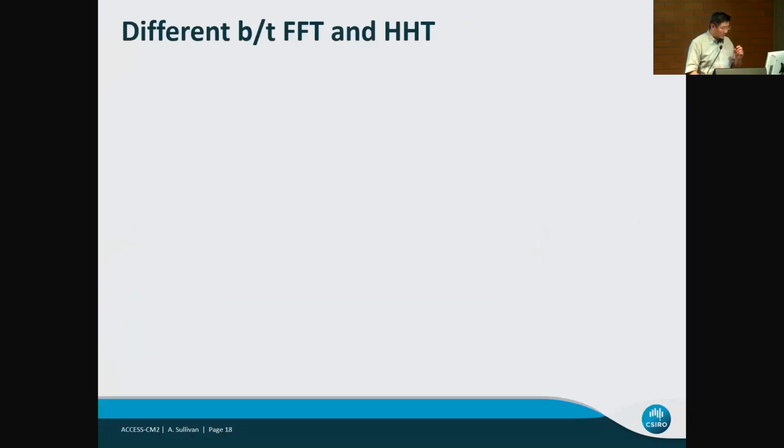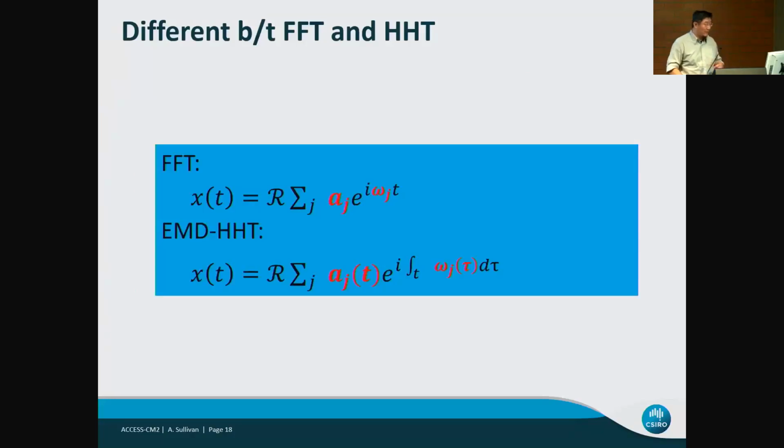Before I talk about that, I just want to show you the difference between the traditional FFT and the Hilbert transform. If you look at the equations, you can see straight away that in the Fourier transform, the amplitude is fixed, and the omega, the frequency, is also fixed. But in the Hilbert transform, the amplitude is a function of time, and the omega is also a function of time. That's the main difference. So you can actually find the real signal at each time step.